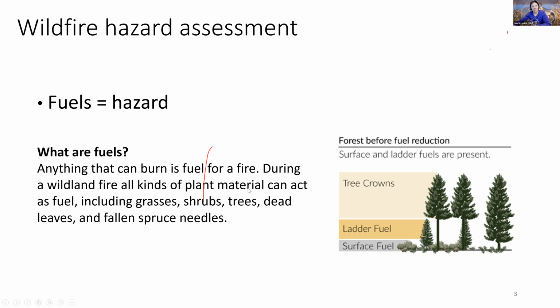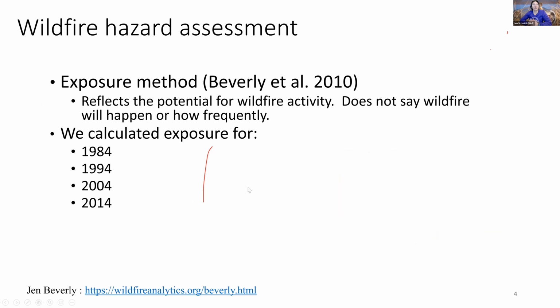So fuels are very important. They are the hazard. And so we use this exposure method. It was developed by Jen Beverly, a Canadian. What it does is reflect the potential for wildfire activity. So it doesn't say where a wildfire will happen. It doesn't say how often a wildfire will happen, but what is the potential for the vegetation in that area to be flammable and burn. Our approach also incorporates the surrounding vegetation, and I'll show you that here soon.